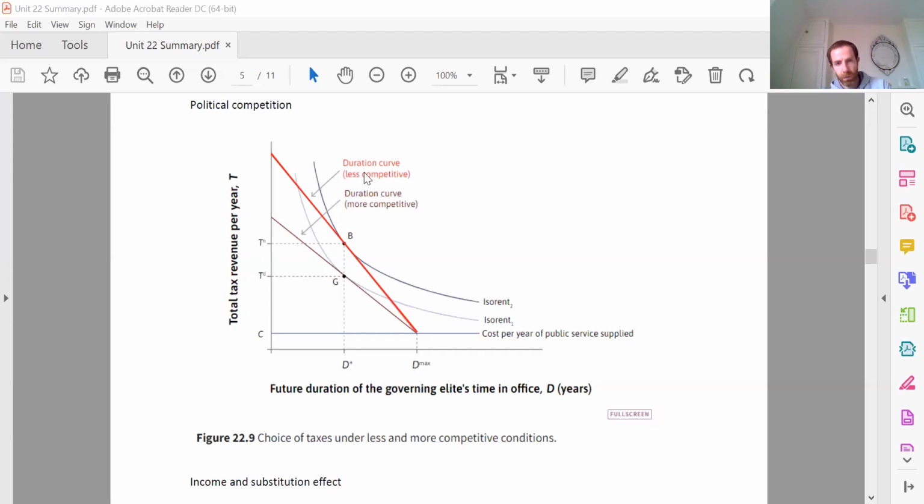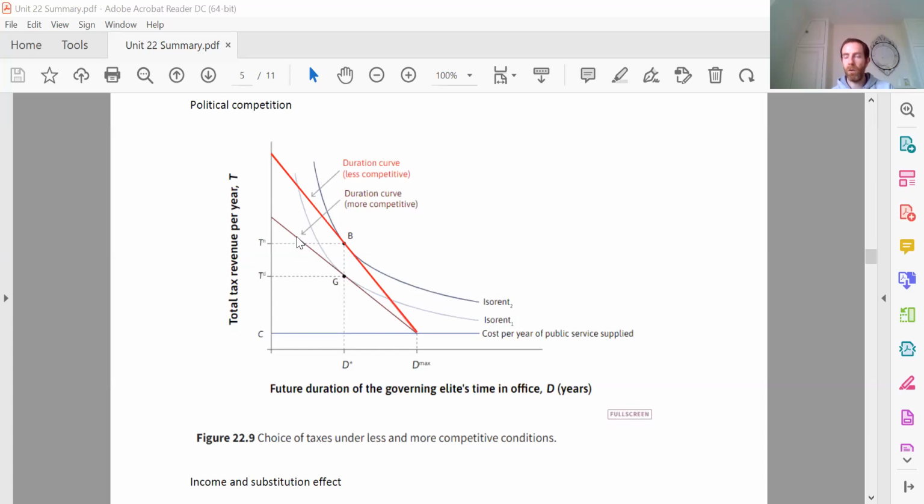So going from the less competitive duration curve to the more competitive duration curve, it's gotten shallower, which means there's been a change in the opportunity costs, right? A change in how much a decrease in tax revenue will lead to an increase in the duration of the time in office. That trade-off has changed when we get from the less competitive to the more competitive situation.